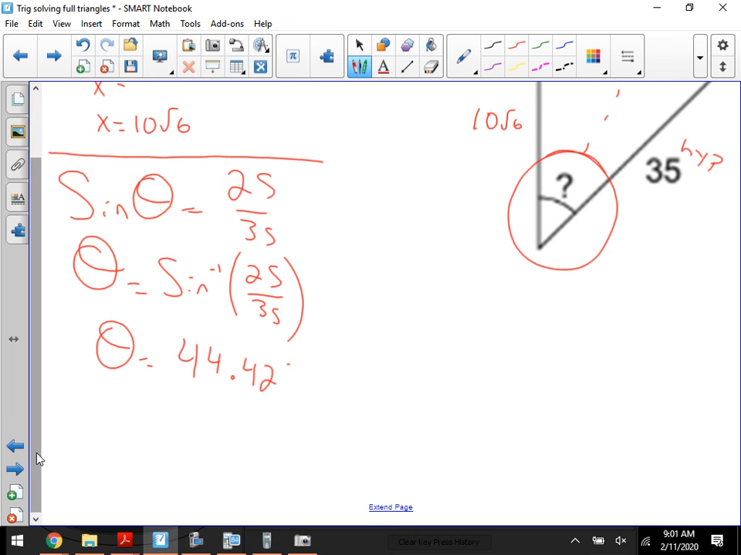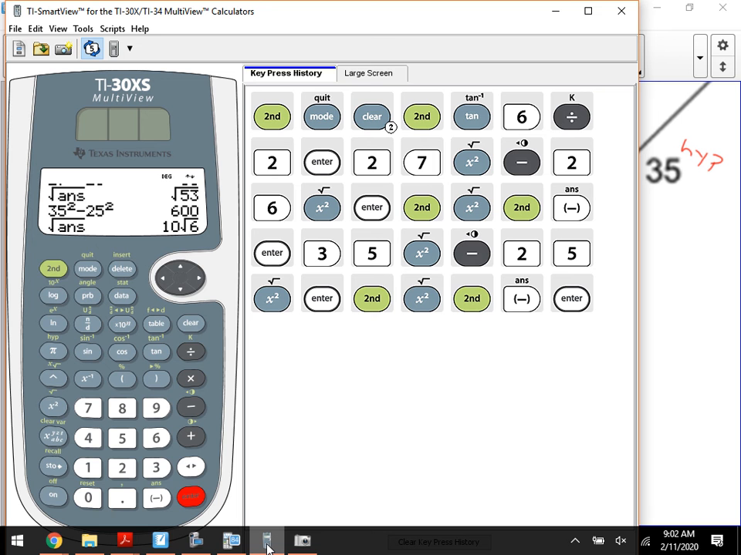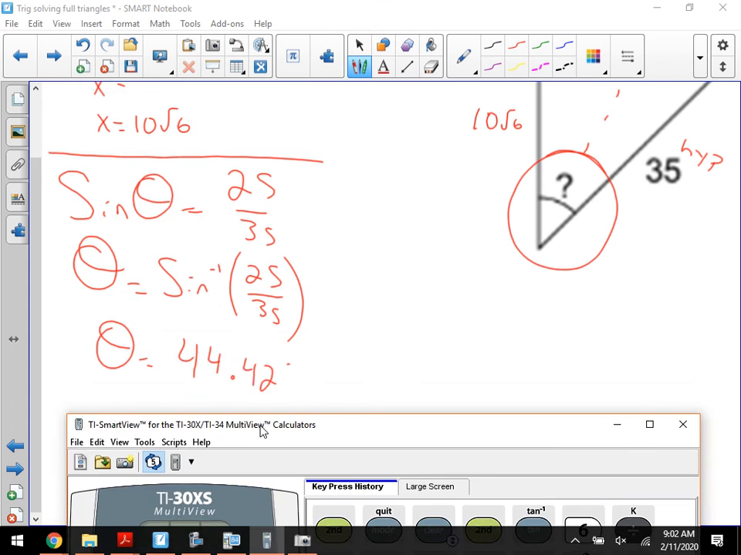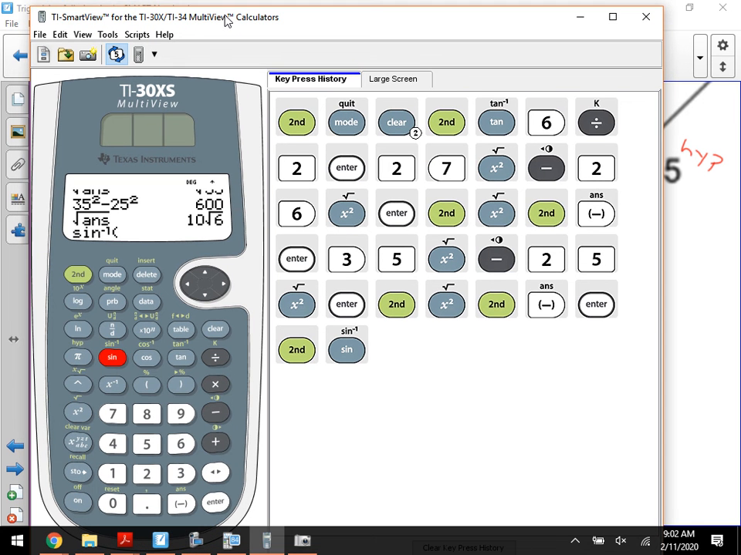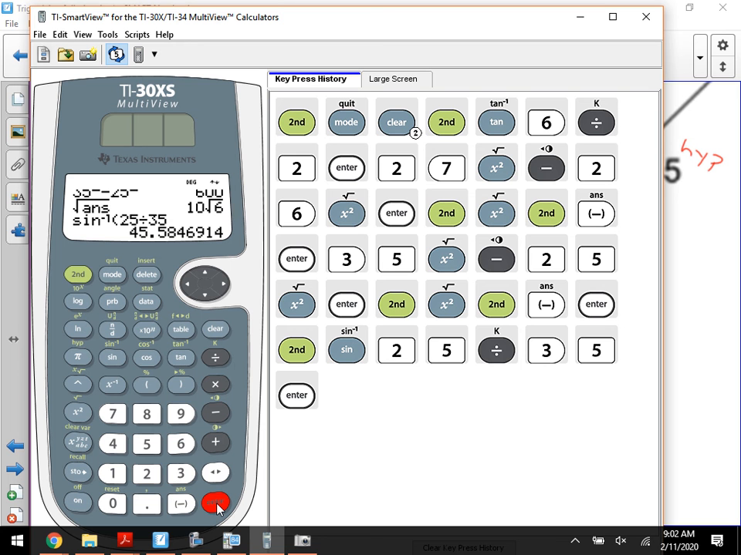I got 45.5. All right, so let's do this again. Inverse sine of 25, 35. 45.58. Did you do cosine by mistake? I did sine. I think it's you're up.